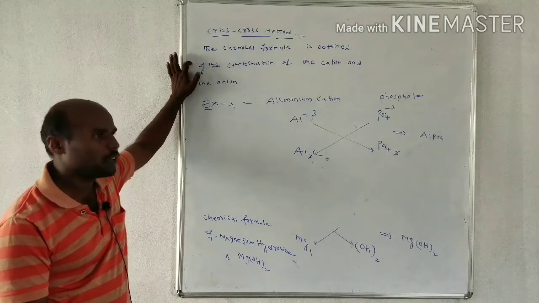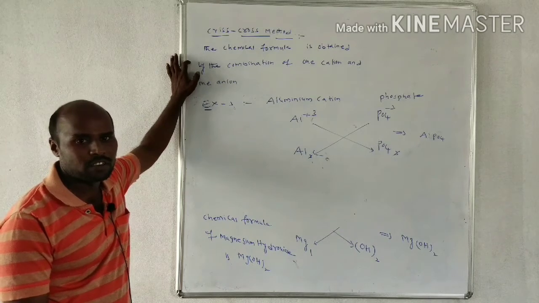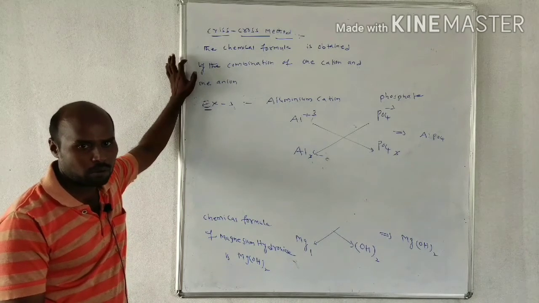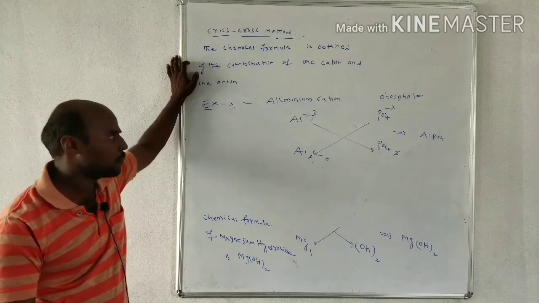Okay children, in the next class we will explain how to calculate the molecular weight. After that we will write down the oxidation state, and how to calculate the oxidation number in compounds. All these will be explained in the next classes.